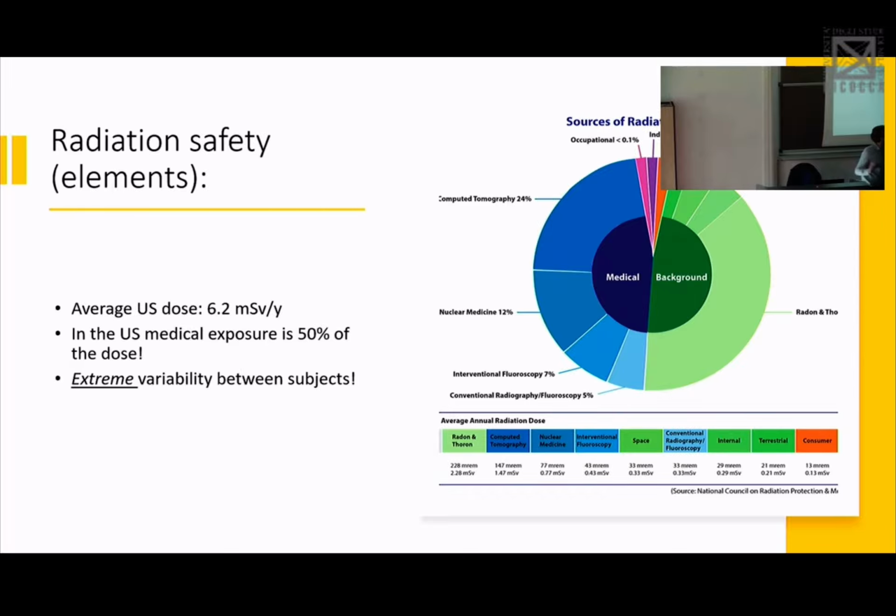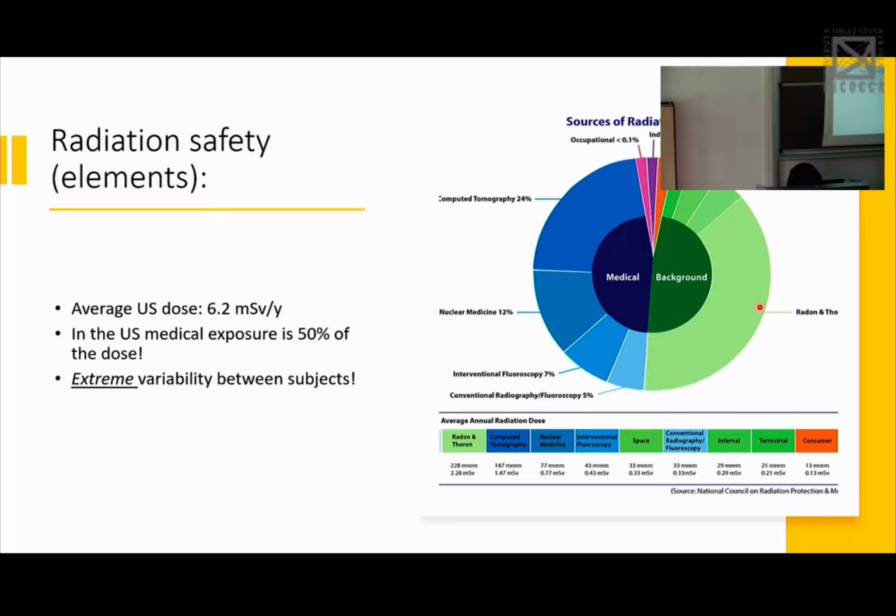Here we have how this is broken down from the various sources. The terrestrial background is around 0.2 millisievert. This is radon and thoron in rocks around us.